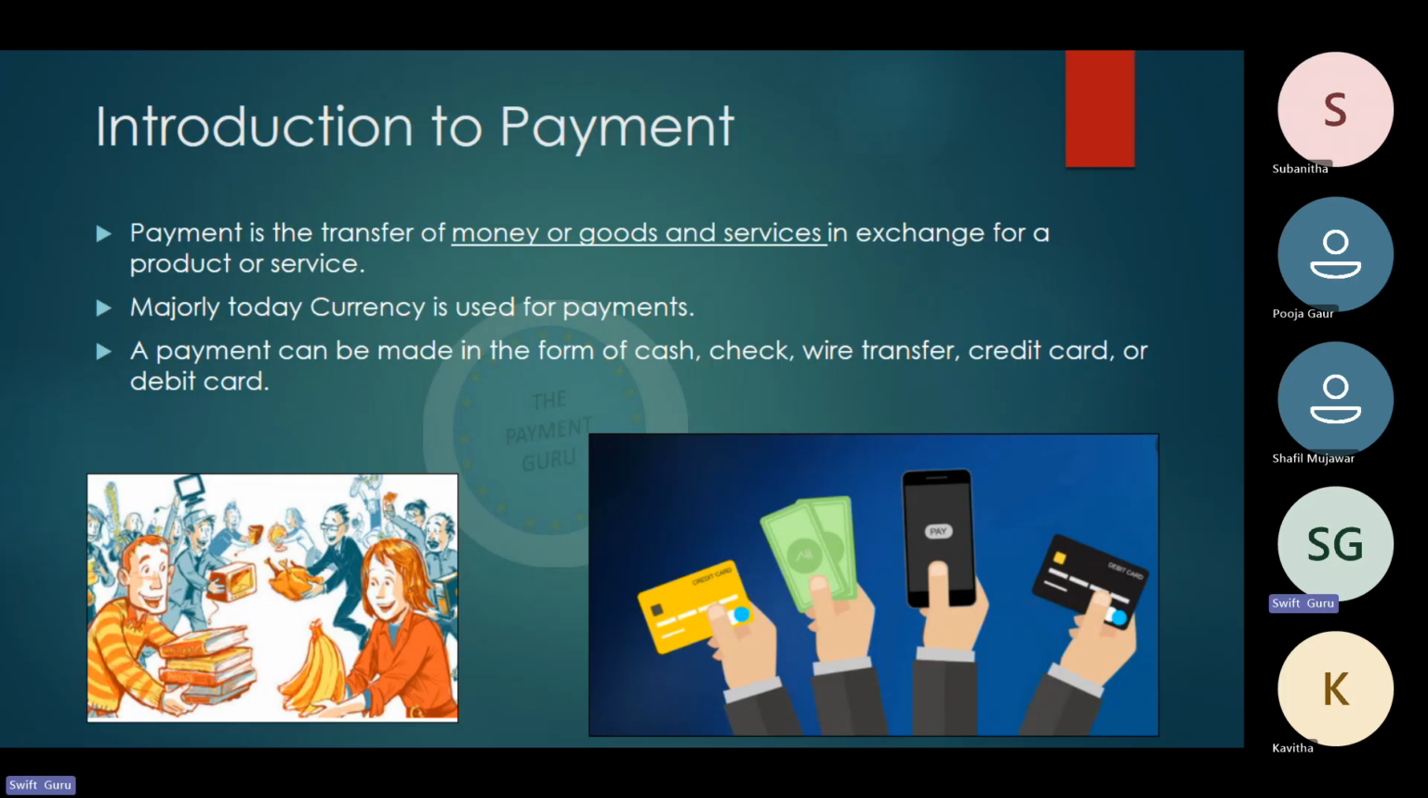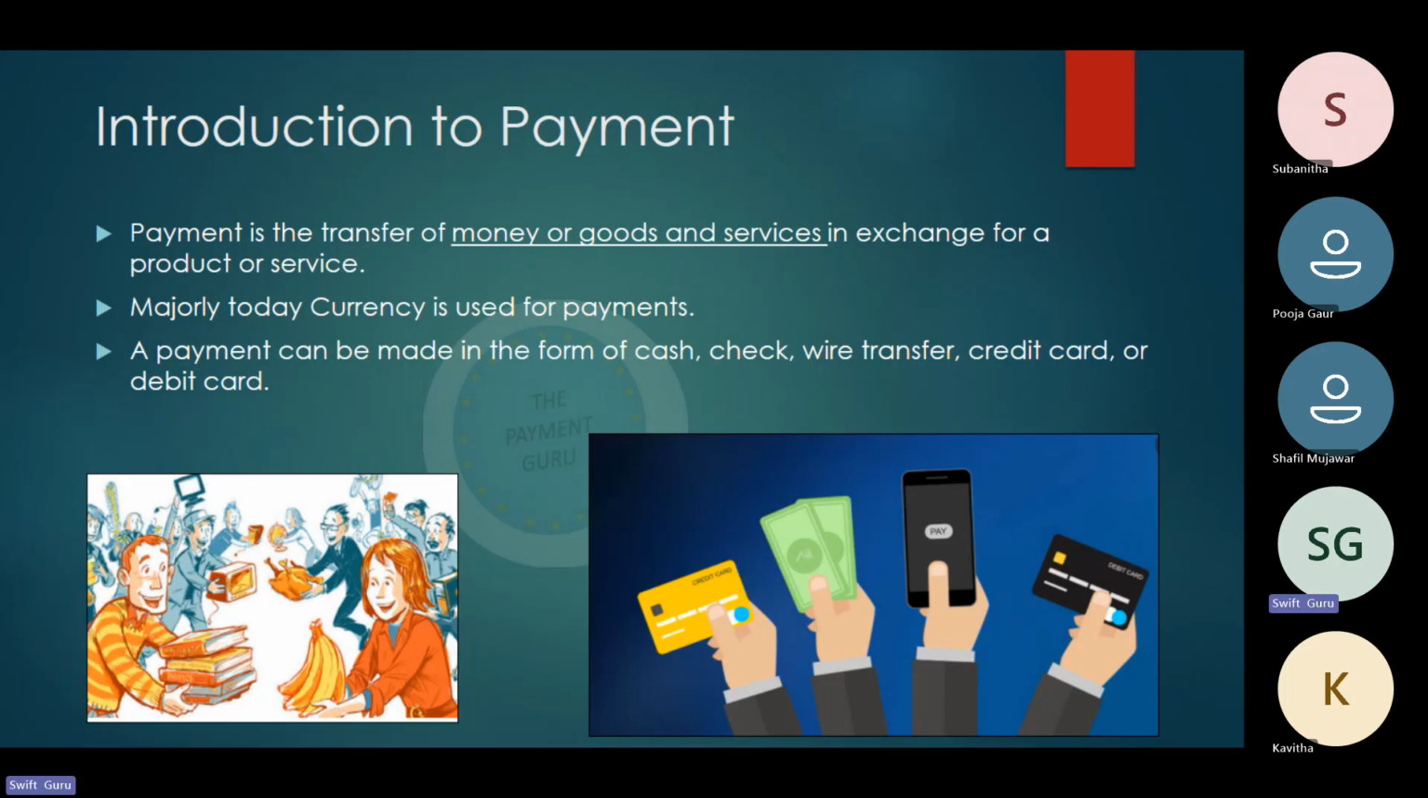But earlier it wasn't the case, especially way back before currency was introduced. People still used to make payments. If you see the left-hand side of the picture, this is a barter system wherein the payment is done by exchanging bananas for books. Likewise, they used to exchange some materials to buy another material. That itself is a definition of payments.